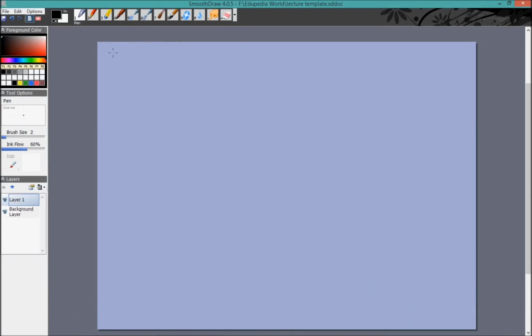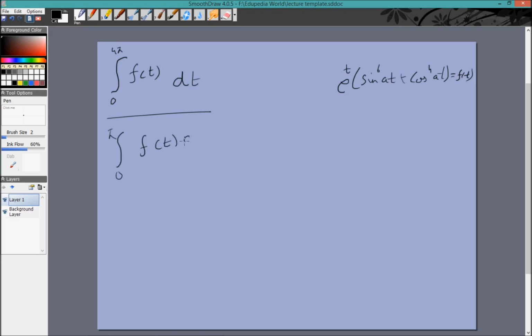We are given an integral from 0 to 4 pi of a particular function which I am just going to write as f of t. The question is the integral 0 to 4 pi of e to the power t times (sine to the power 6 at plus cos to the power 4 at) dt. I am writing that function for the moment as f of t. So we are getting the integral 0 to 4 pi f of t dt by the integral 0 to pi f of t dt.